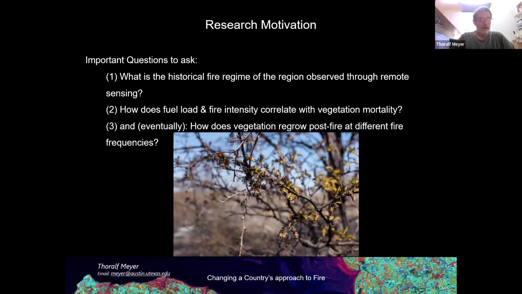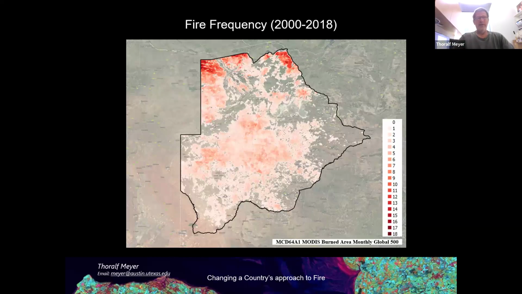We know some research had been done in South Africa, which is a different system, and in the American Southwest, and a lot has been done in Australia, but that's all not really directly applicable to our system. So we started looking into fire frequencies, and we essentially see that on a first look, our fire frequencies are relatively high in the high rainfall areas in the north, which would make sense because more rainfall means more productivity.